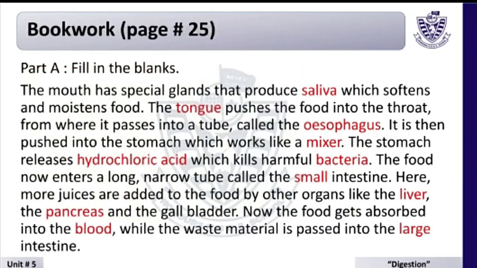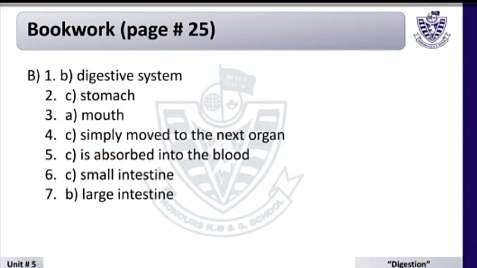Students, bookwork on page number 25. First of all, you have to fill in the blanks. There are some words that are given in the box, and you have to put these words in the correct blanks. Bookwork on page number 25. Students, you have to circle the correct answer. Their options are given, and you have to choose the correct answer. Both of these questions you will do yourself and tally your answers from the ones given here in this video.